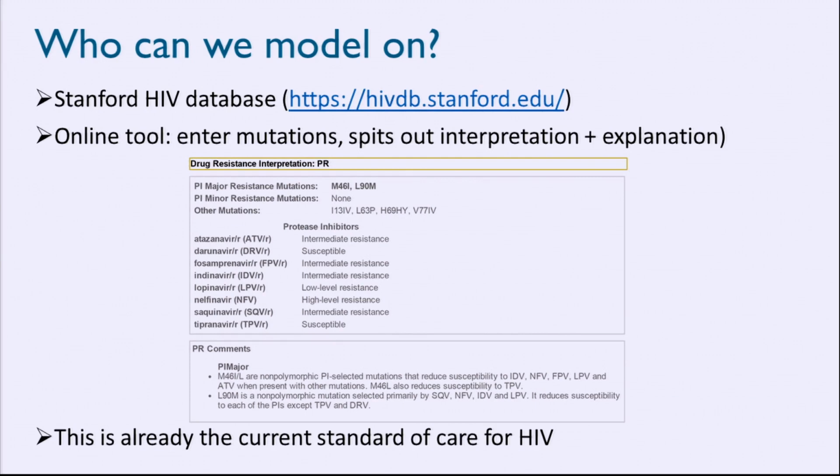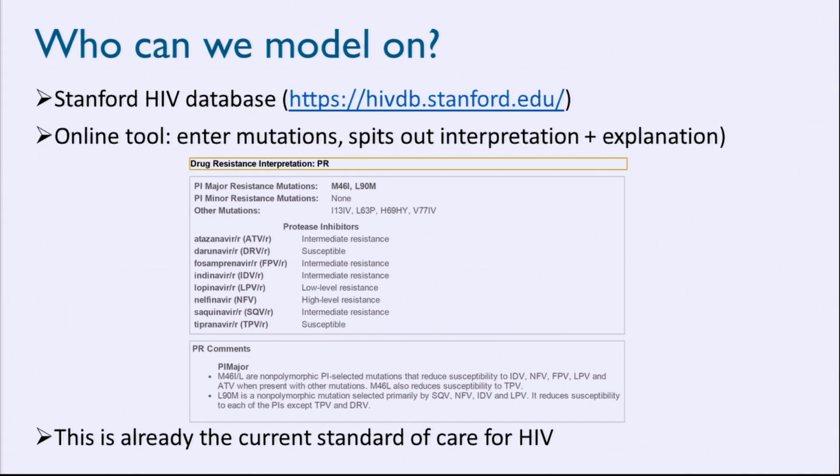Fortunately, we have a precedent. So I know that this is a TB audience, but one of the joys of infectious disease is that we also take care of HIV patients. And for those of you who are not familiar with it, the Stanford HIV database is awesome. I get my genotypic report back, and I don't necessarily know, I'm sorry this is a little bit blurry, but for this patient that I saw, if there's an M46I mutation, I don't necessarily know what M is, I don't necessarily know what I is.